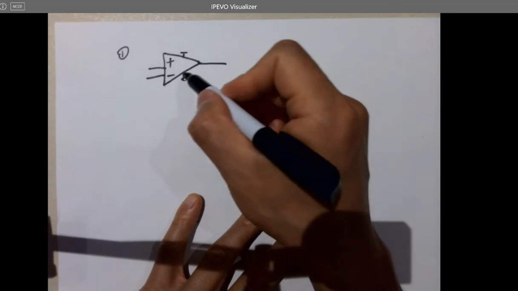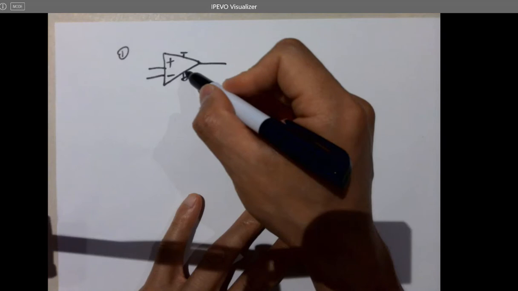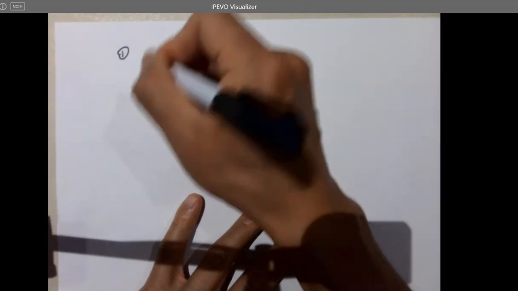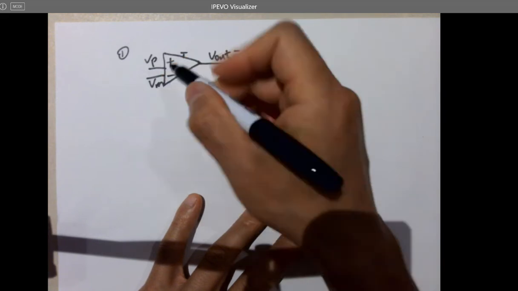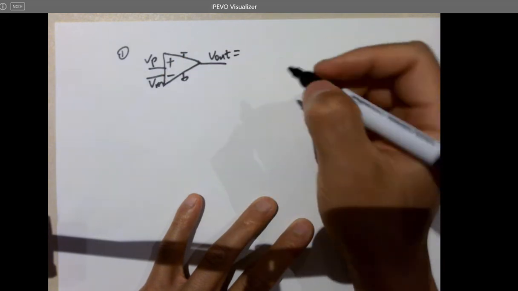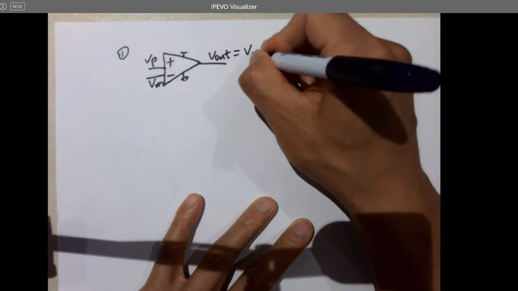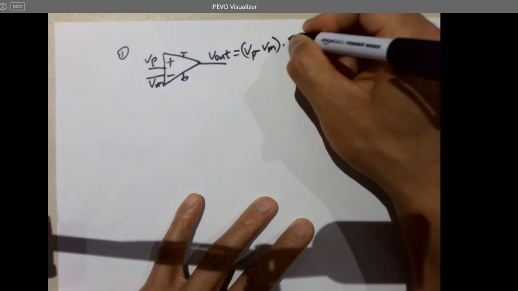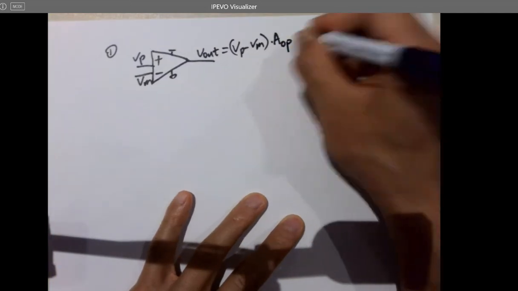And this device, don't think about it too complicatedly. It's nothing but an amplifier. If this is VP, this is VM, this is VL. It amplifies the difference between these two inputs, and the gain is usually huge. So VL equals VP minus VM times the gain. It's usually labeled as A_OL, the open loop gain.